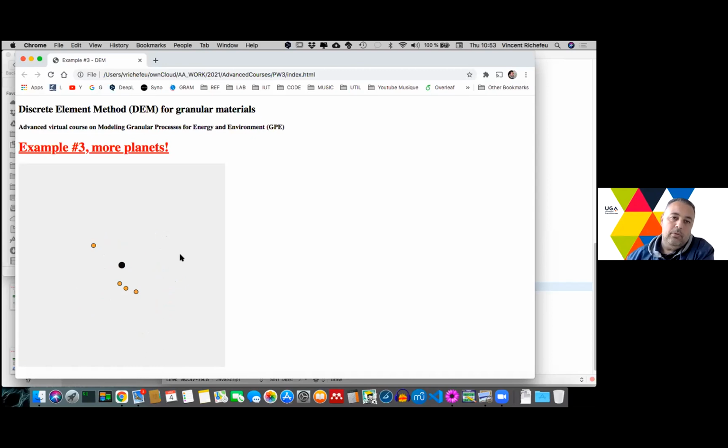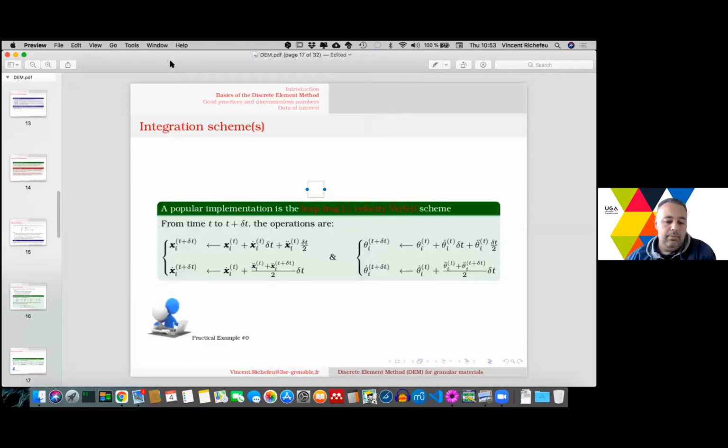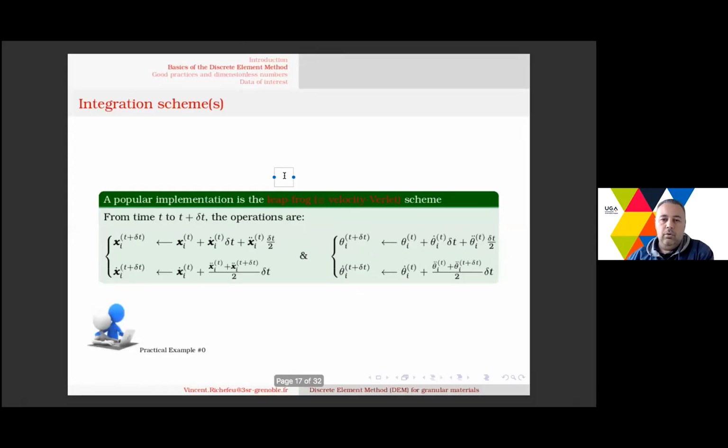So this example is totally fake. The only objective is to explain how the DEM works. Okay, back to the presentation. So we have seen a practical example to see how integration works.